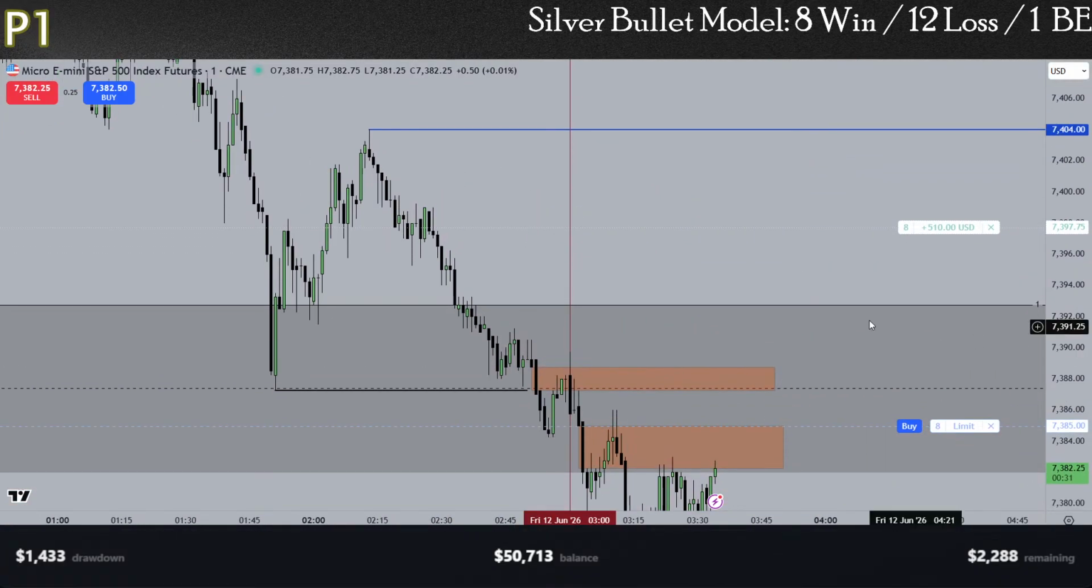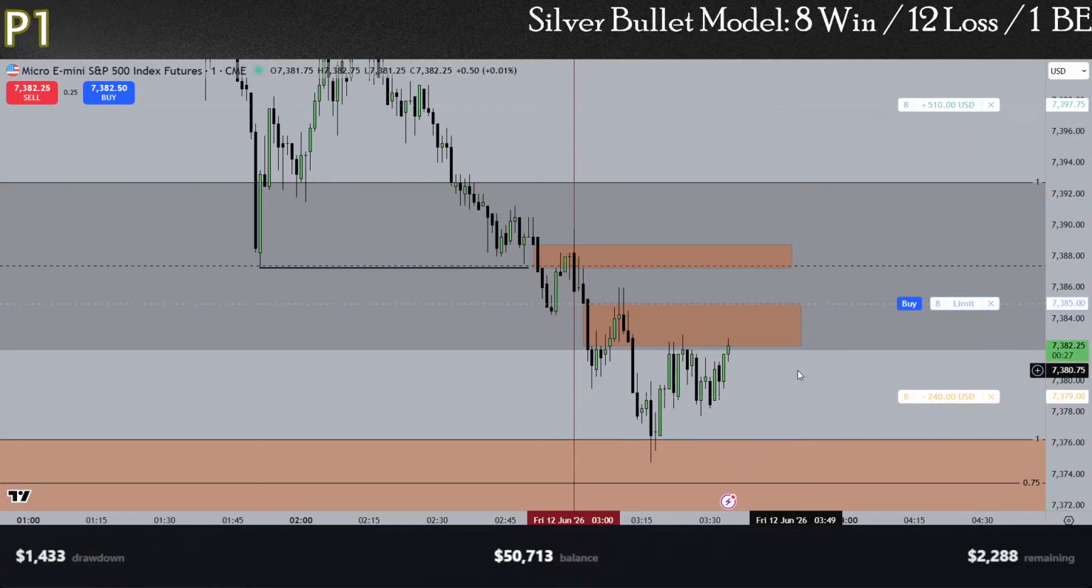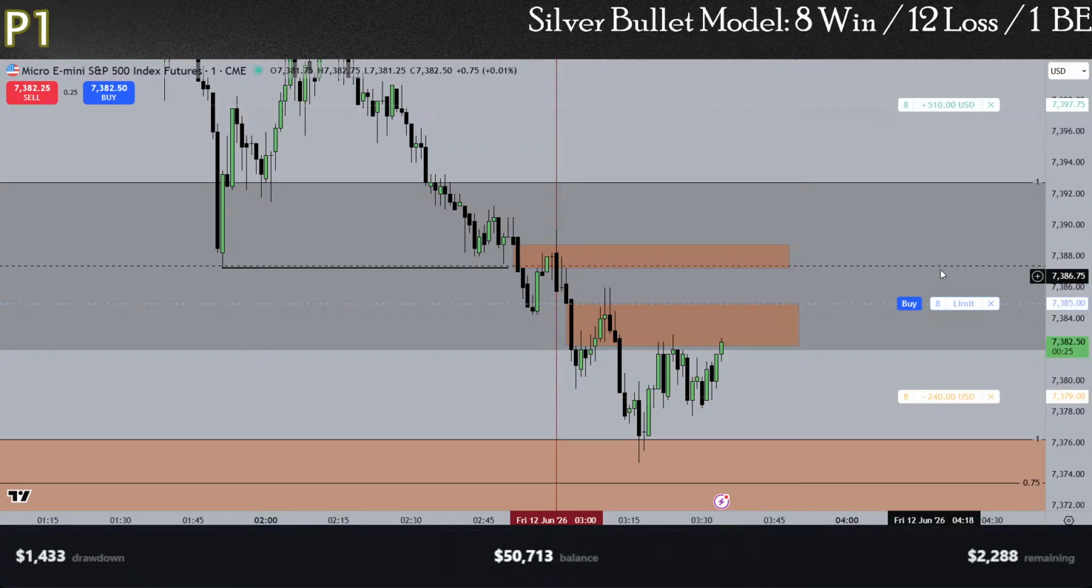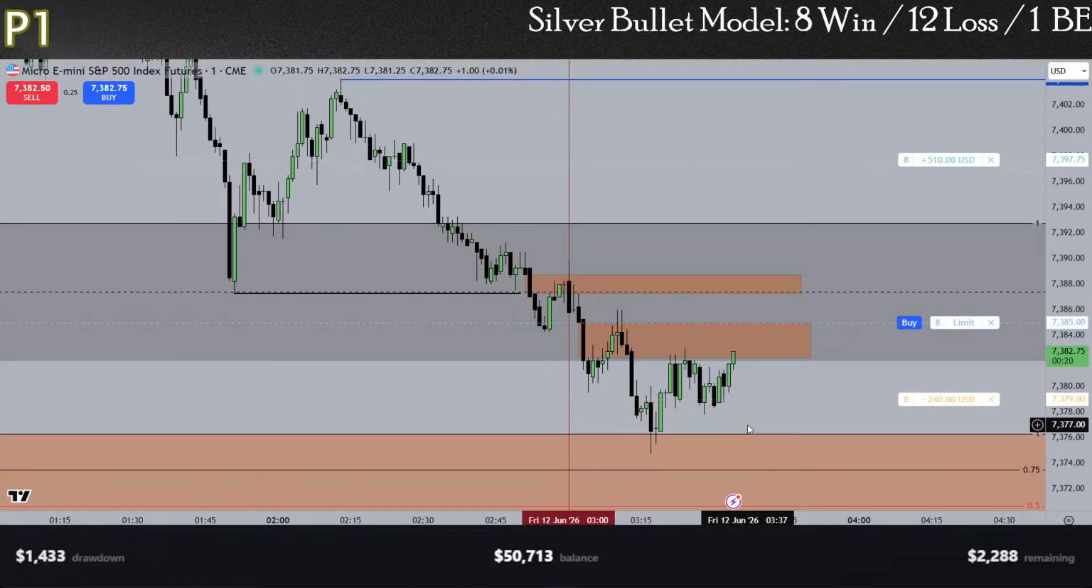Yeah, I mean it seems quite logical to see a turnaround here according to the time and price and where we are overall. So we'll see.